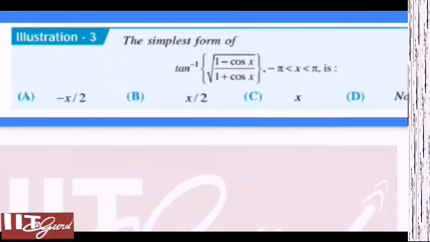Okay, fine. Now take one more question, an illustration over here. The simplest form of tan inverse under root of 1 minus cos x upon 1 plus cos x. Here the condition is x lies between minus pi to plus pi. So option A is minus x by 2, option B is x by 2, option C is x, and option D is none of these. Although this is an IIT question, it is from the segment of more than one correct option. So it may be more than one correct option also.